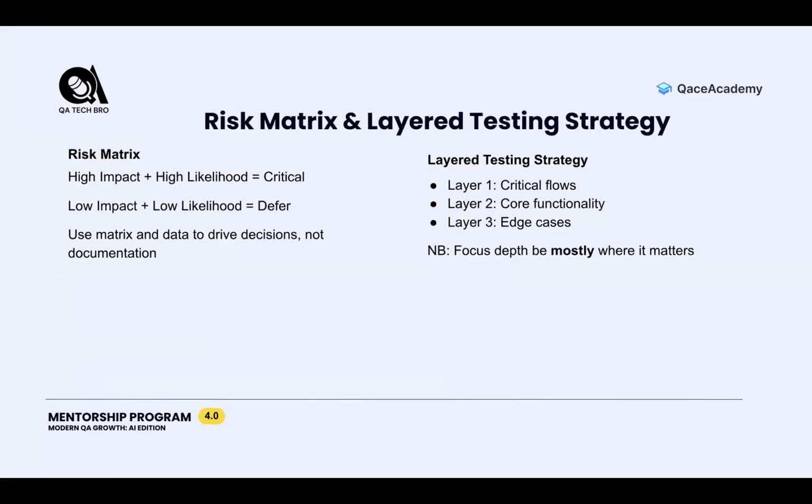So my next point is the risk matrix and the strategy. The risk matrix is how you should think of it. The first one is: if it has a high impact and high likelihood, which means this thing has a high chance of happening and a very high impact on my application, it's critical.